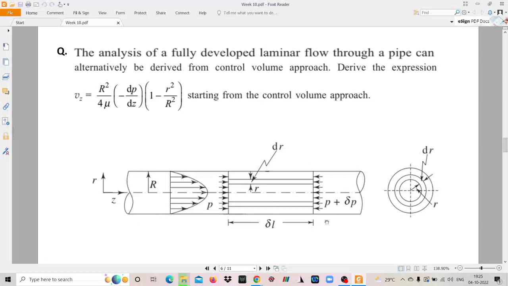So there is a pipe whose radius is R. Now the coordinate axis: this is z, and this is the radial direction dr. For this pipe we have to determine the expression for Vz, the variation of V in the z direction, which is (R²/4μ)(−dp/dz)(1 − r²/R²). So dp/dz is constant, so the velocity basically varies with r.